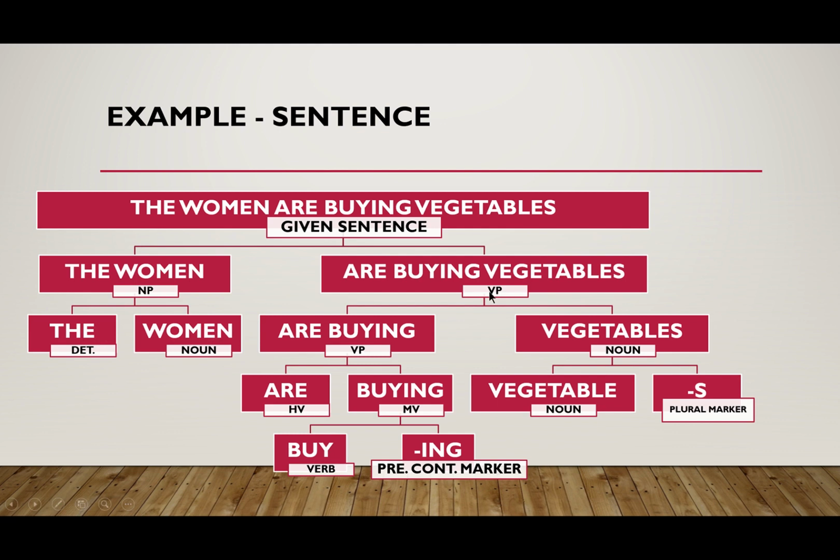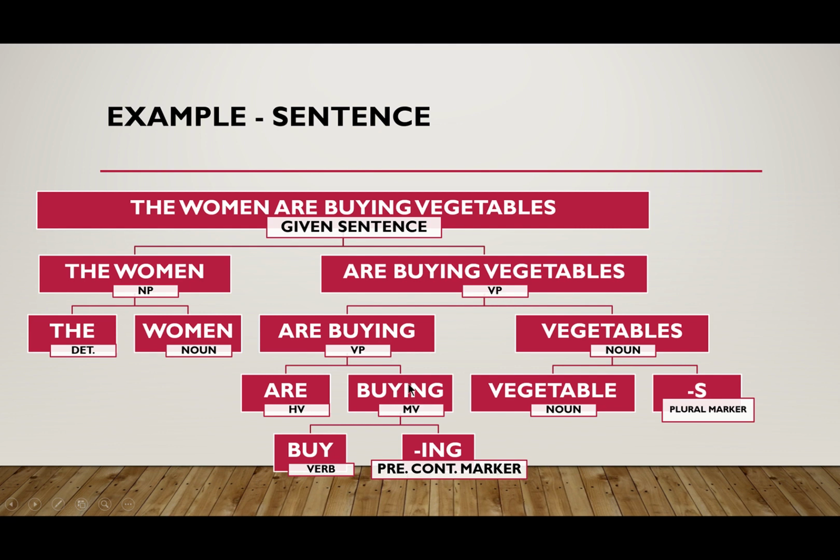Now we move on to the verb phrase. Now the verb phrase can be further divided into are buying and vegetables. Are buying is a verb phrase and vegetables is a noun. Now we come to are buying. Are and buying. Are is a helping verb, HV. Buying is a main verb.